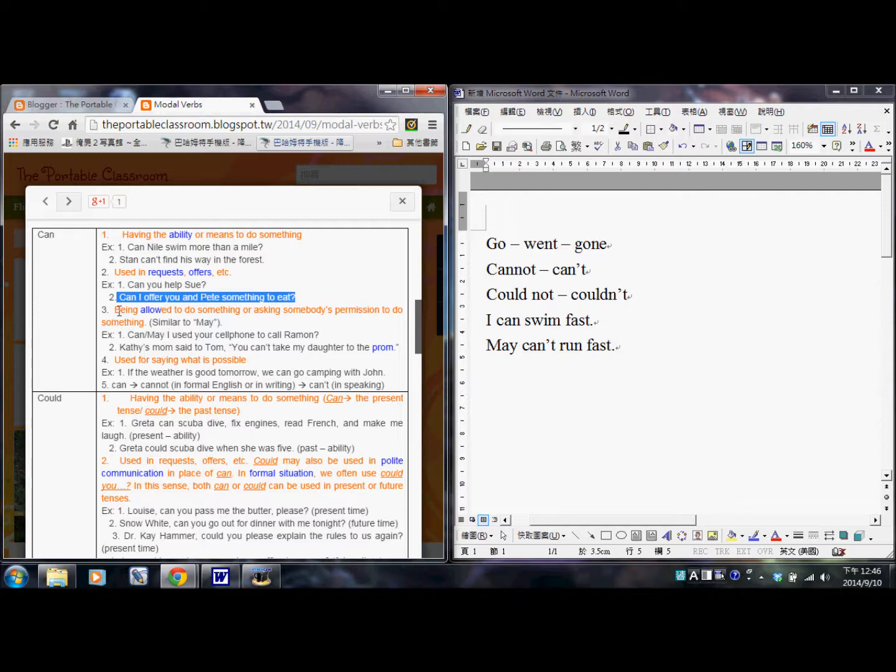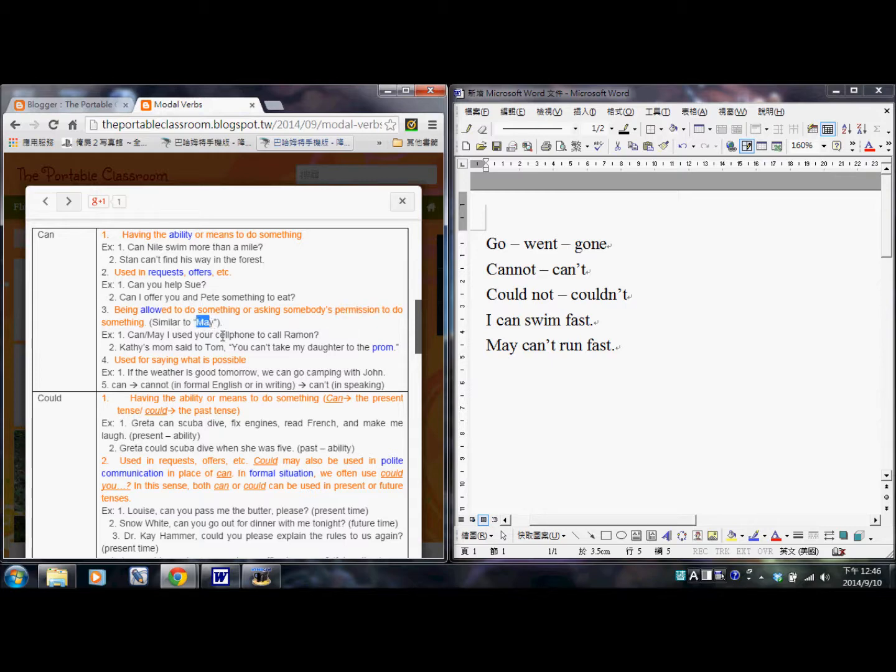Number three, being allowed to do something or asking somebody's permission to do something. So you can also use can to ask for permission. Permission means, can I do something? Is that okay to do it? 允许. That's permission in Chinese.